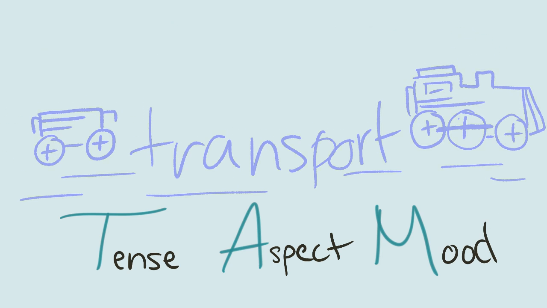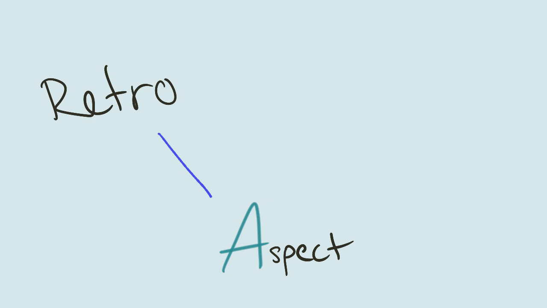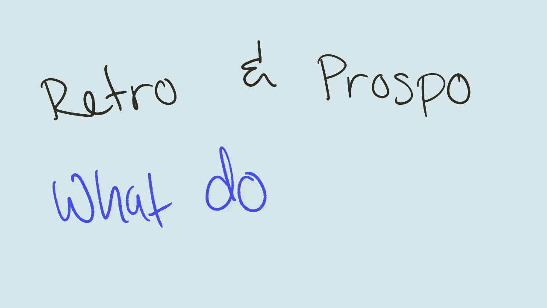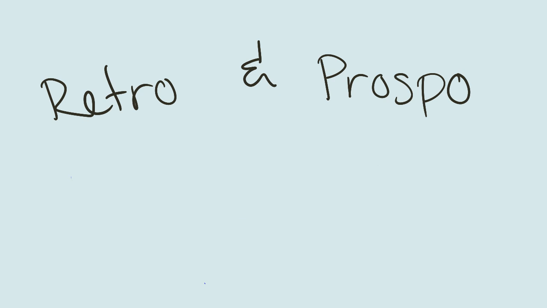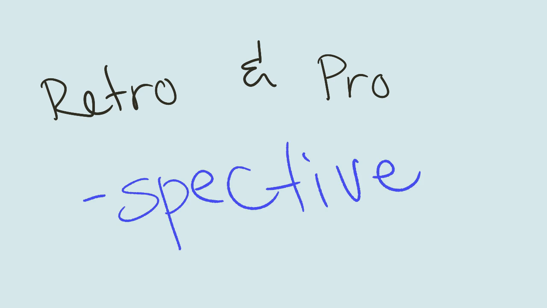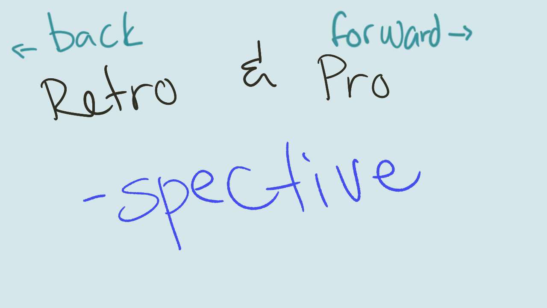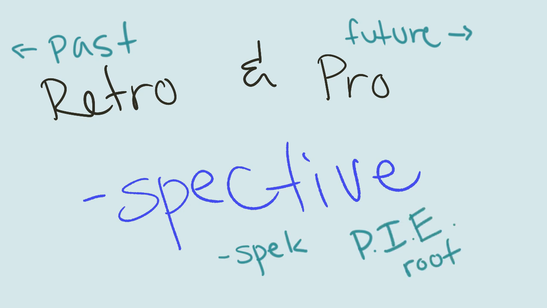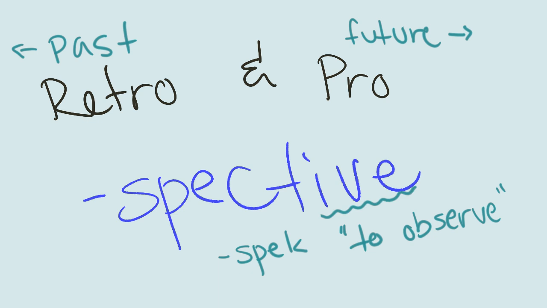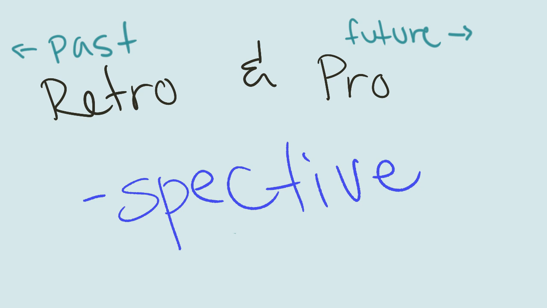I want to talk a little bit more about these 2 aspects, retrospective and prospective, and what they actually do in practice. They can be a bit hard to understand, but they're also really interesting once you figure it out. Let's look at what retrospective and prospective mean as words. The roots retro and pro mean back and forward, but they also often refer to the past and the future. Spective comes from the Proto-Indo-European root spec, meaning to observe, the "iv" ending making it an adjective. In other words, retrospective and prospective are about looking back to the past and forward to the future.